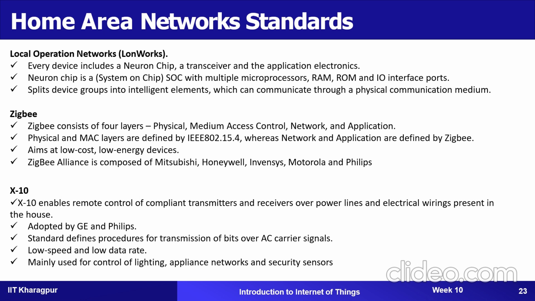Then next is your X10. X10 enables remote control of compliant transmitters and receivers over power lines and electrical wirings present in the house. It is adopted by GE and Philips. The standard defines the procedure for transmission of bits over AC carrier signals. It has low speeds and low data rate. It is mainly used for the control of lighting, appliance networks, and security sensors.